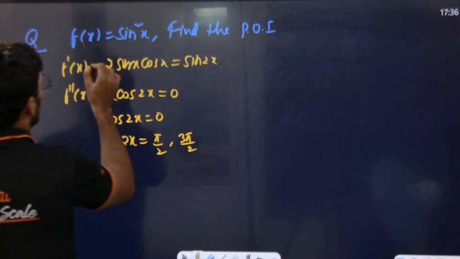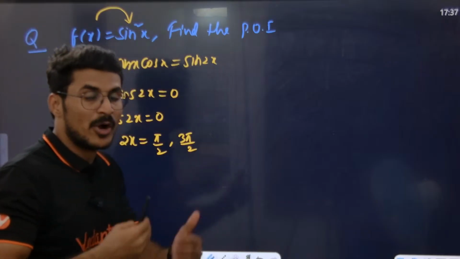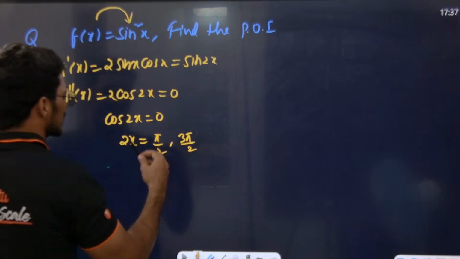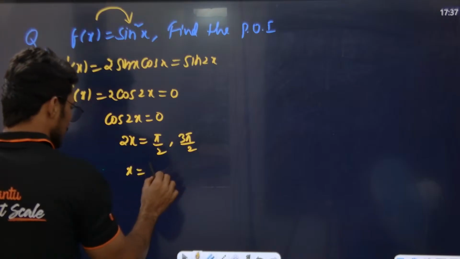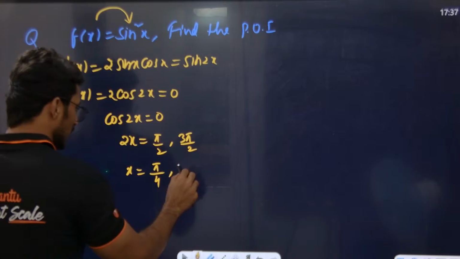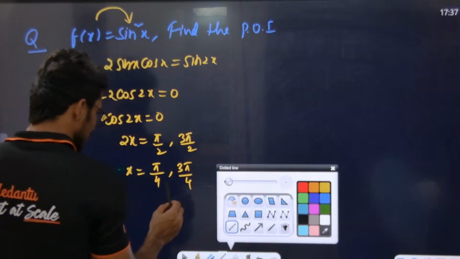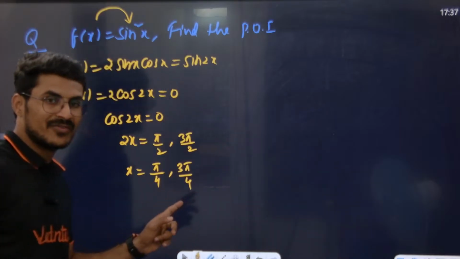What do I want? I'm talking about x. The function is in terms of x. For the critical point of inflection you need to take it with respect to x. So 2x is pi by 2, then x is equal to what? Pi by 4, 3 pi by 4. Sir, can I say these two are points of inflection?